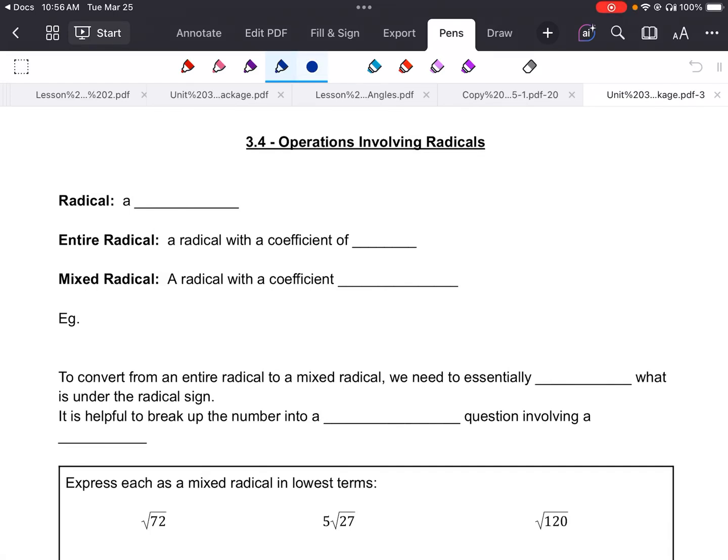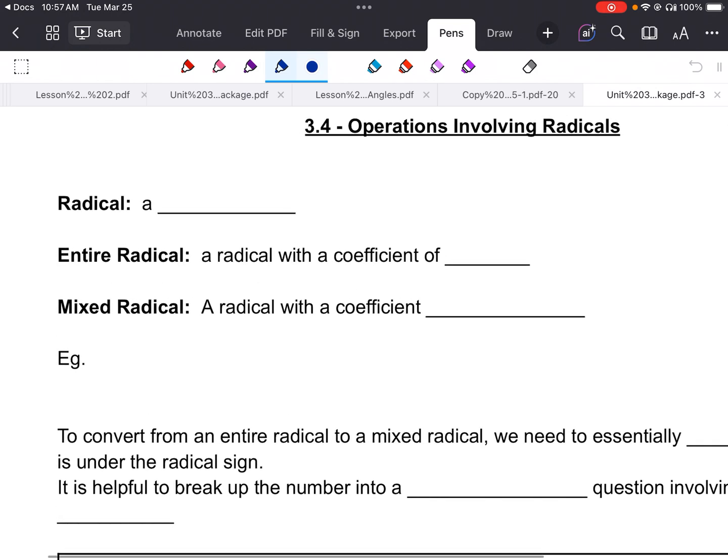Hello, today we are looking at lesson 4 of our quadratics unit. Today's lesson, operations involving radicals, isn't really the typical quadratics that we're used to, but we will do some quadratic with radicals. Okay, so what is a radical? It's a square root.